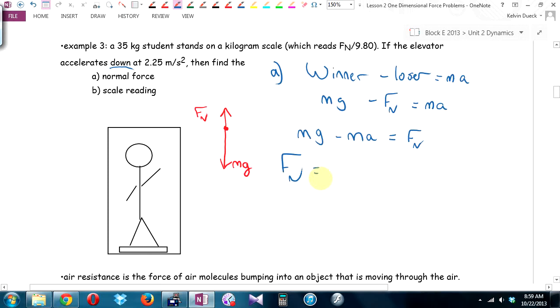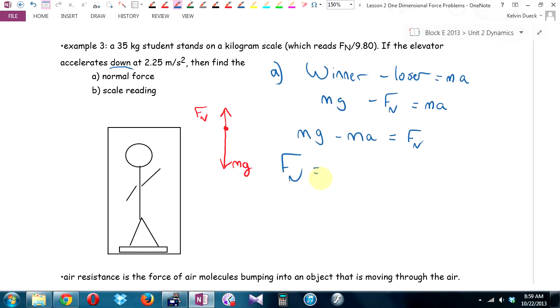Can we solve this? Sanj, do we know the mass? Yep. Do we know G? 9.8. Not negative anymore. In this unit, we've decided to take care of the direction by using our winner minus loser. Don't ever put a negative 9.8 into a force equation in this unit. Do I know the mass? You already said that. Do I know the acceleration? Oh yeah, there is, in meters per second squared.